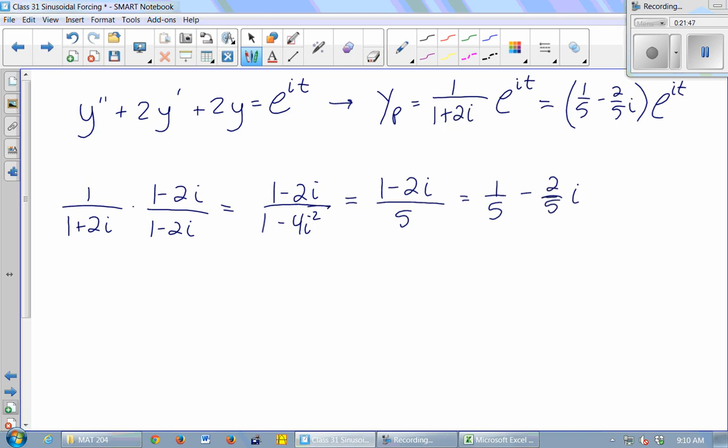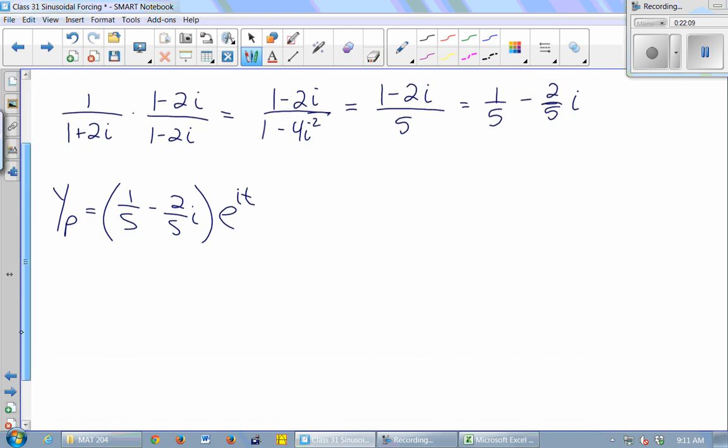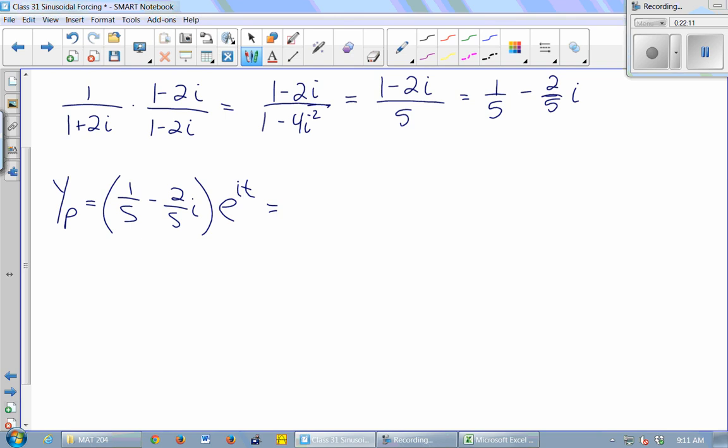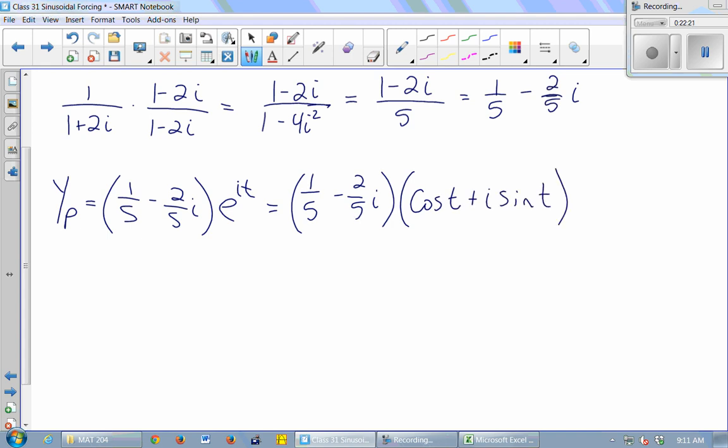Okay, so my y particular, I'm just going to write it one more time: 1/5 minus 2/5 i, e to the it. Okay, so that's the y particular we found. Now I'm going to replace e to the it with cosine t plus i sine t. So, 1/5 minus 2/5 i times (cosine t plus i sine t).